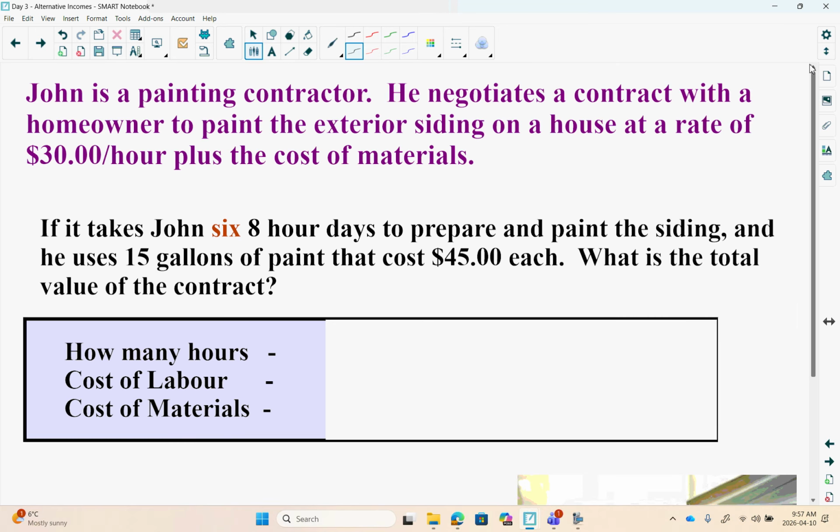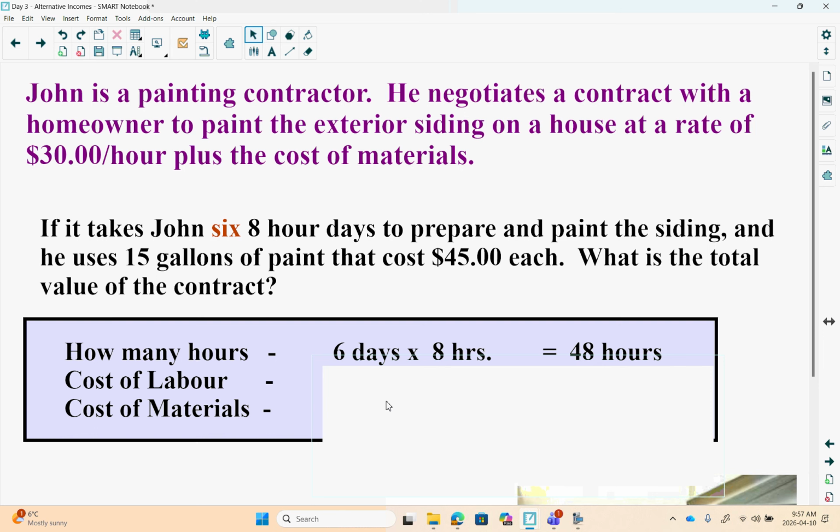Here we're talking about a contractor. John is a painting contractor. He negotiates a contract with a homeowner to paint the exterior siding on a house at a rate of $30 an hour plus the cost of the materials. If it takes John 6 8-hour days to prepare and paint the siding, and he uses 15 gallons of paint that costs $45 each, what is the value of the contract? So the first thing we need to do is figure out how many hours John works. 48. Where are you getting the 48 from? 6 8-hour days. 6 times 8 is 48 hours. So that's how many hours John's going to work.